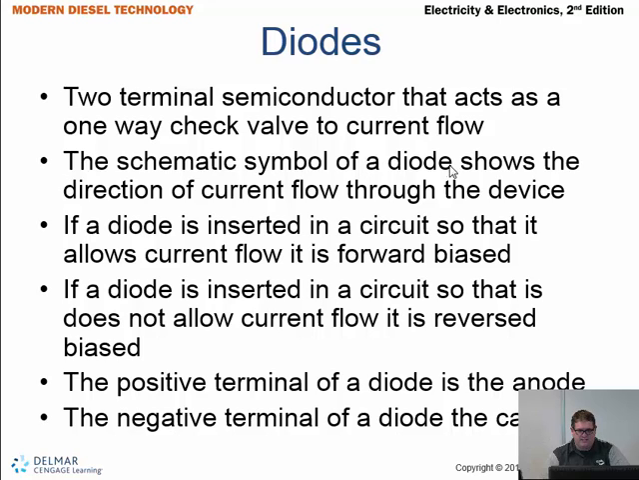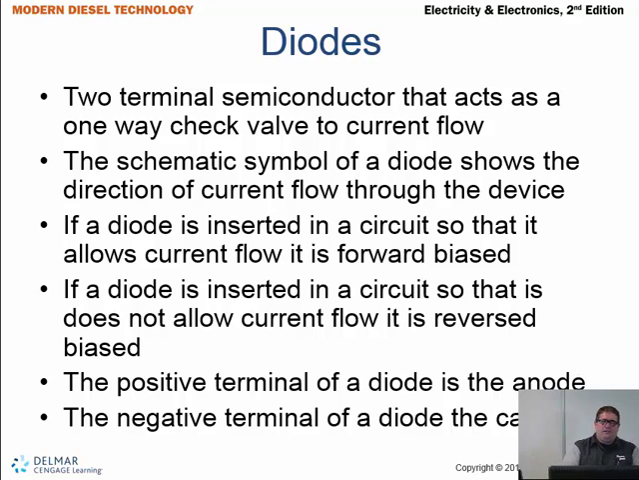The schematic symbol of a diode shows the device's direction of current flow through the device. If a diode is inserted in a circuit so that it allows current flow, it is forward biased. If a diode is inserted in the circuit so that it does not allow current to flow, it is reverse biased. So you're going to see this in the following slides.